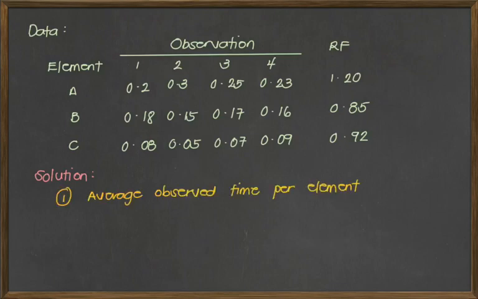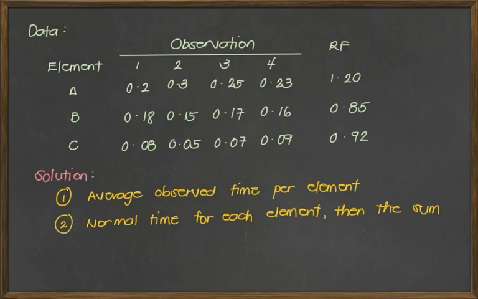So for step 1, we need to get the average observed time per element. Now take note that it is not totaled this time. So we are given the raw data for the study. So for each element, we have taken 4 observations each. Then after we have obtained the average observed time for each element, the next step is to get the normal time for each element and then get the sum.